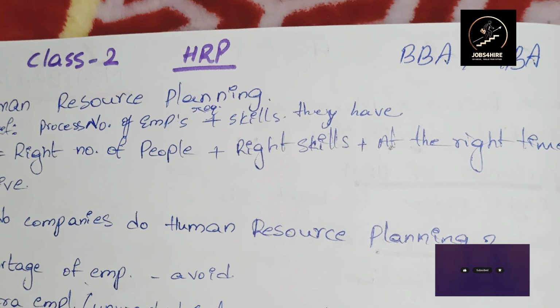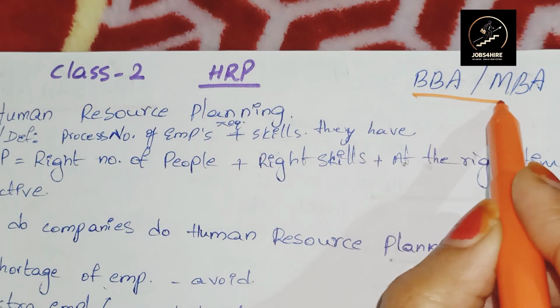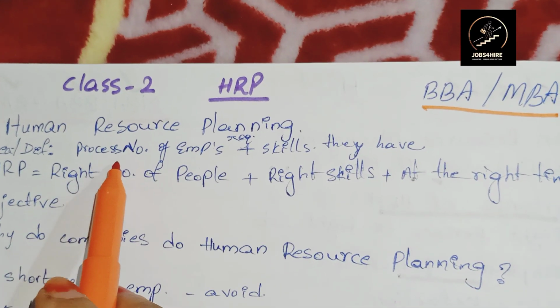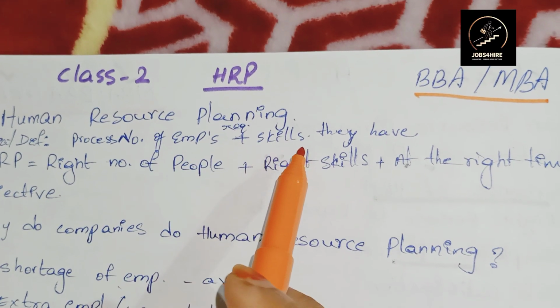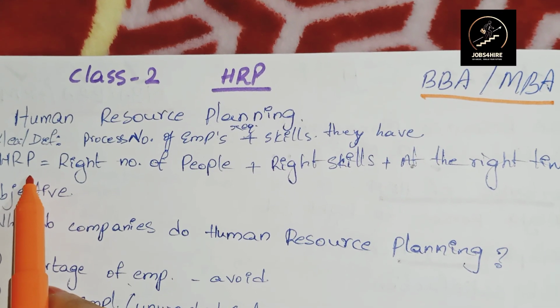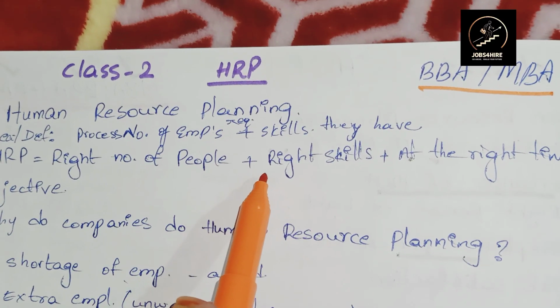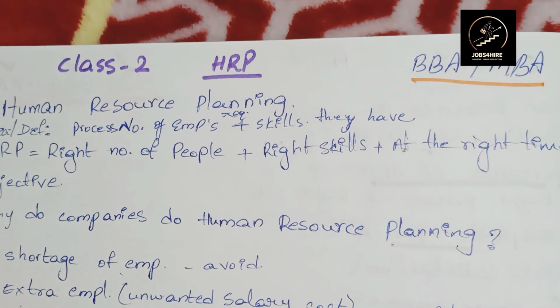Today we are going to learn about human resource planning. So what is human resource planning? It means the process of determining the number of employees required plus the skills they have. Simply we say HRP, which means the right number of people plus the right skills plus at the right time.